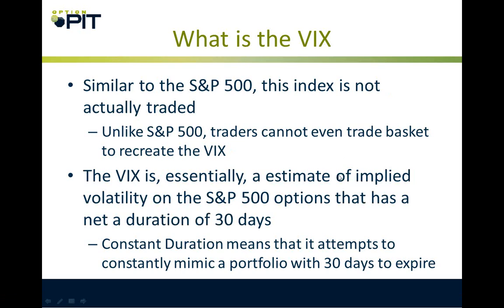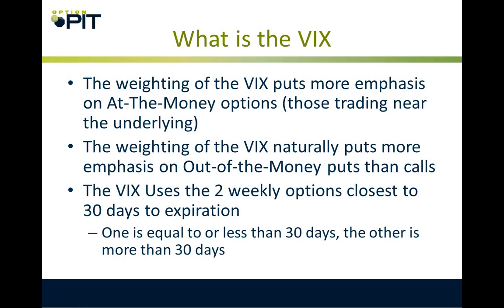So the commission costs and bid-ask spread of trying to do this constant balancing of the VIX, because it uses so many options, would just be completely prohibitive.